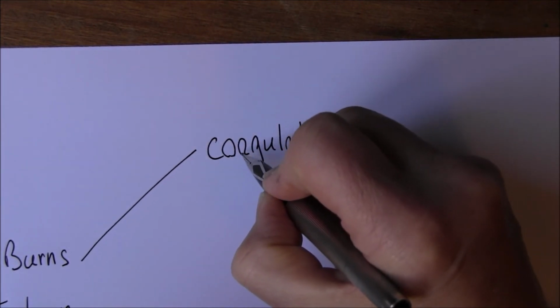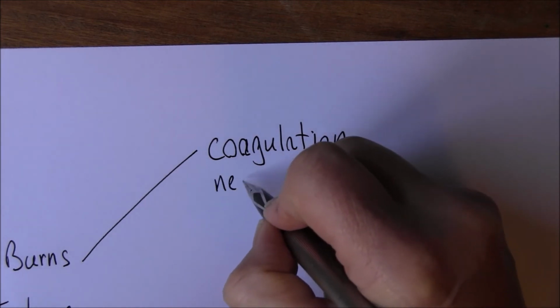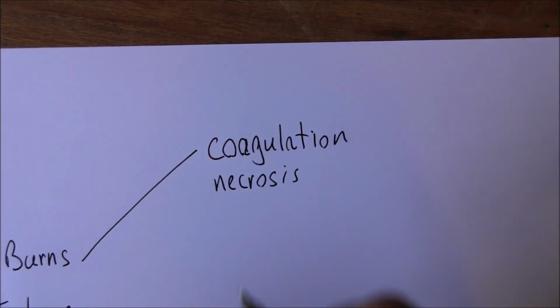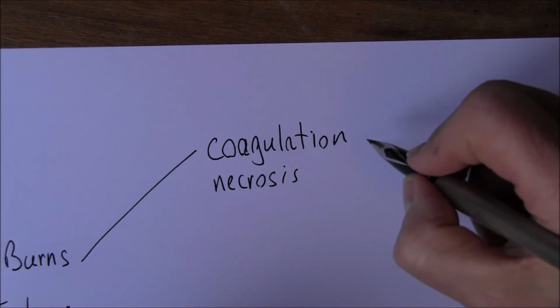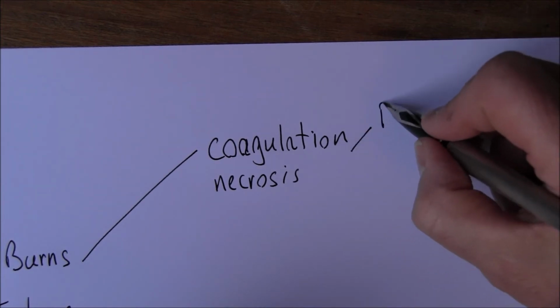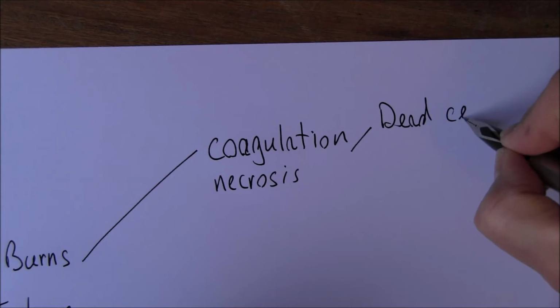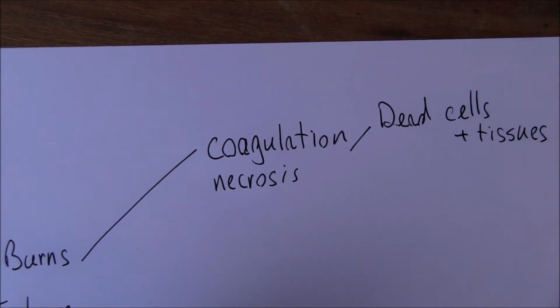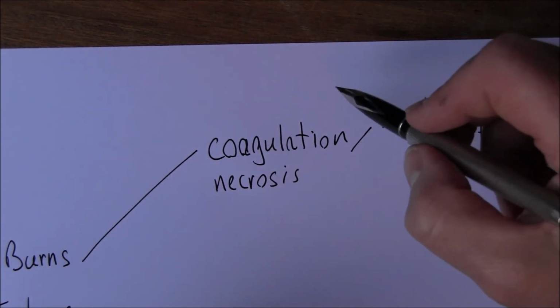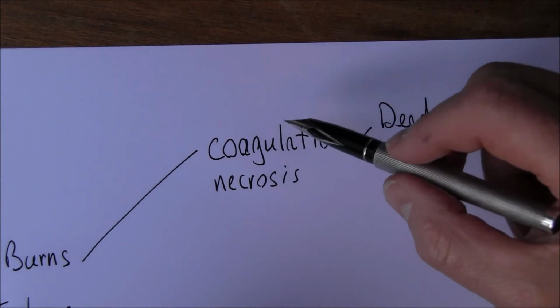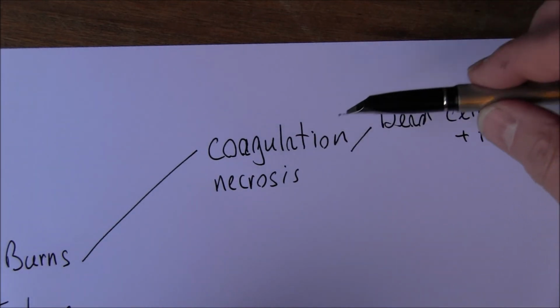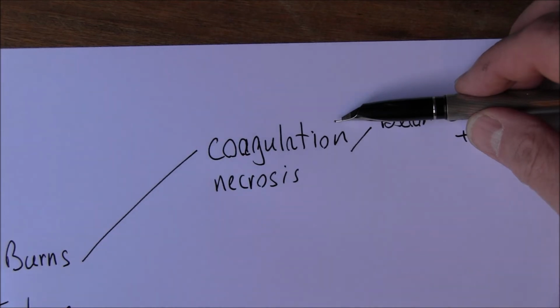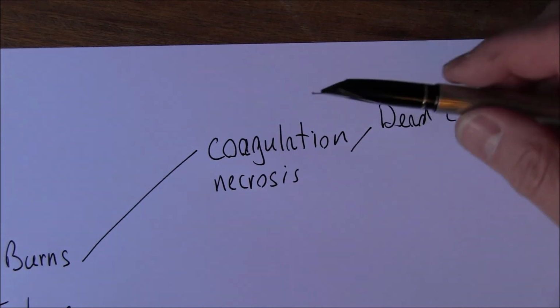The coagulated area where the proteins have denatured. Proteins are lost, the area is necrosed. So here we've got dead cells and tissues. They can't be recovered. No recovery possible. So this really is the primary injury. And the size of the injury is going to depend on the heat of the object it came into contact with and the duration of that contact, as we would expect.